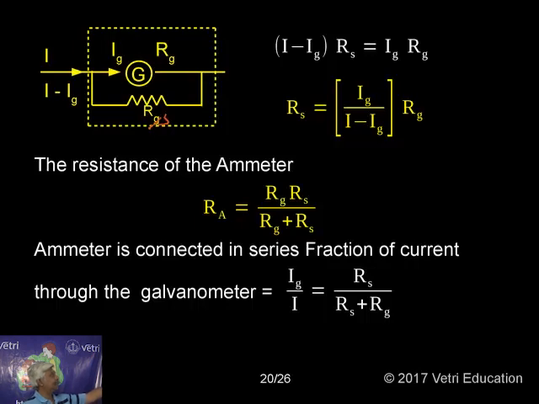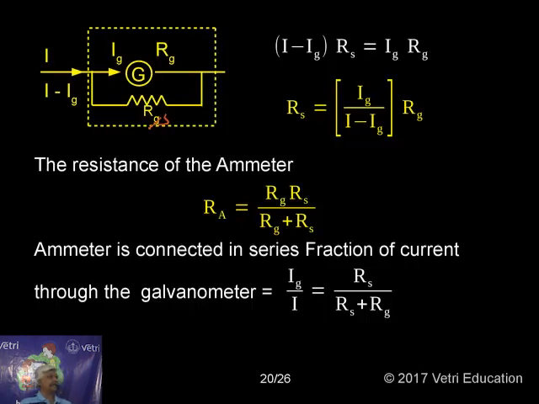Therefore, the potential difference across both ends is equal, so (I minus Ig) into Rs is equal to Ig into Rg. Therefore, the shunt resistance can be calculated using the formula Rs = Ig by (I minus Ig) into Rg. Many problems come in this area, so be careful. Calculating the shunt resistance for the ammeter and voltmeter is a repeated problem, asked many times in the NEET examination.